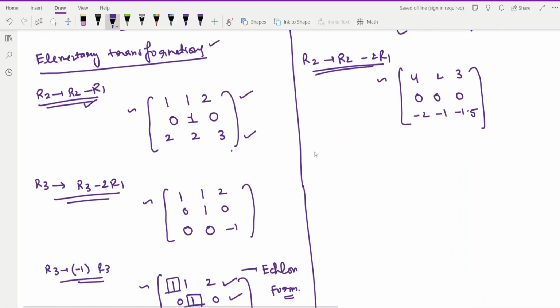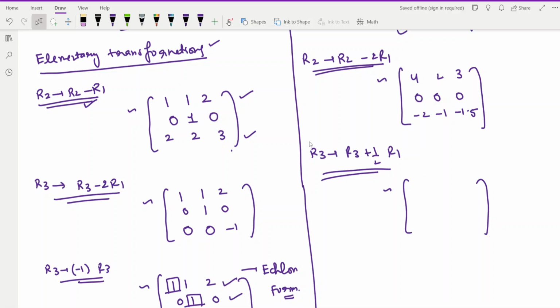Thereafter, I will apply another elementary transformation: R3 is R3 plus 1 by 2 R1. So what will be the updation after this? The updation will be in R3. R1 and R2 will be the same: 4, 2, 3, 0, 0, and 0. R3 is affected by R3 plus 1 by 2 R1, so it is 0, and it is again 0.